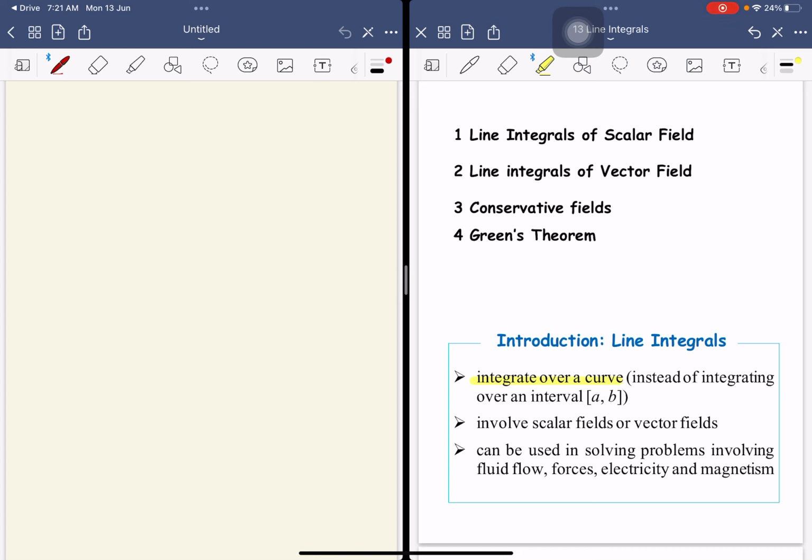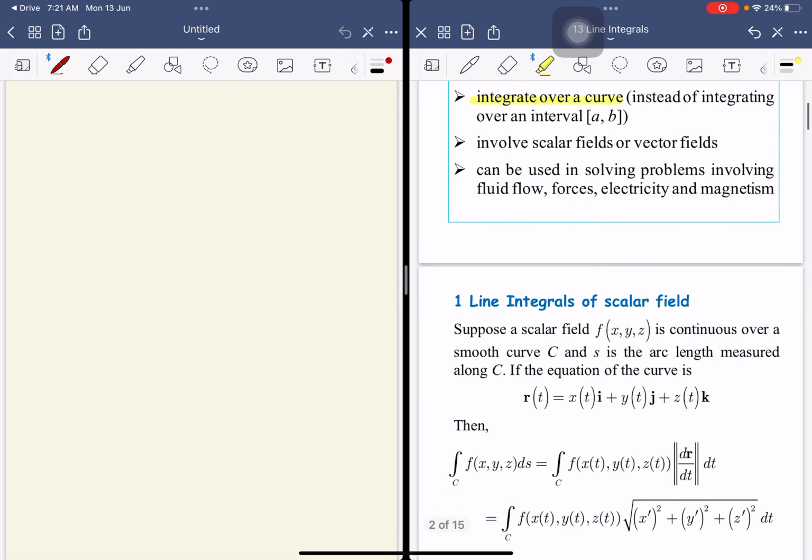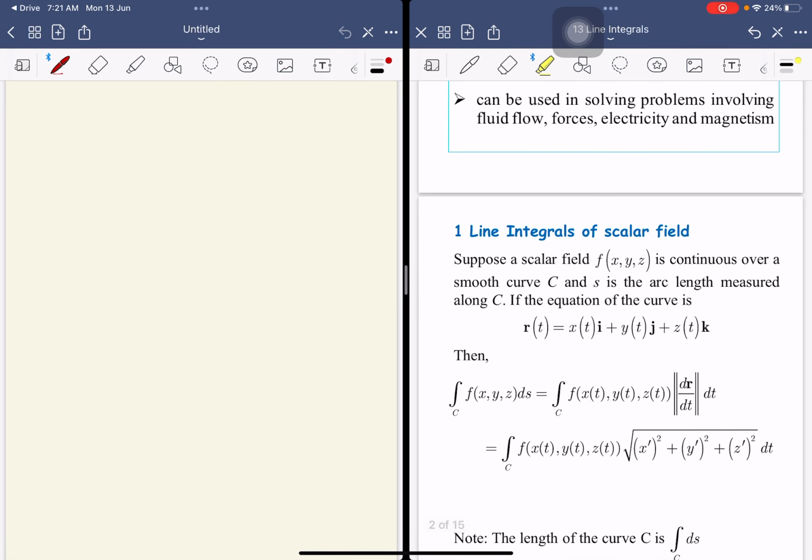There are many applications that can be related to line integral. These are several applications that can be solved using line integral. That's technically the difference between what we had learned and what we will learn in this chapter. The first component is the line integral of a scalar field.